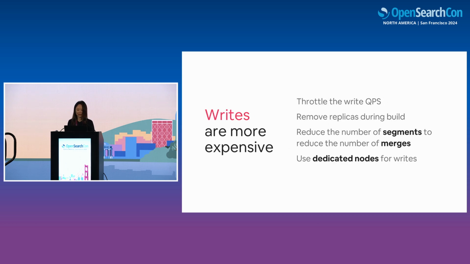Now we know that writes are more expensive and bring unexpected extra workloads for the nodes. Here are some of the actions we already took and want to take in the future to be able to handle the writes better. The first thing was straightforward. We added a throttle on the write KPS, which controlled the writes at a steady rate while it's still acceptable and fast enough. Second, we removed the replicas while building.